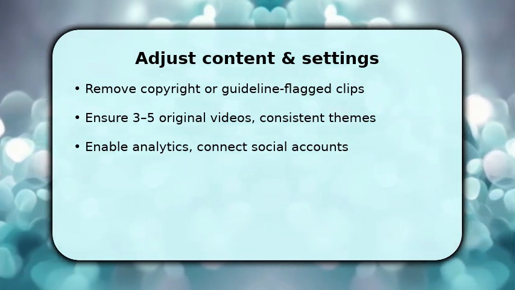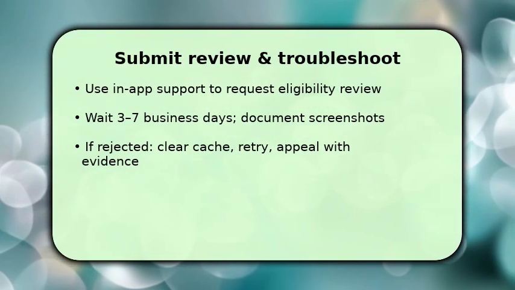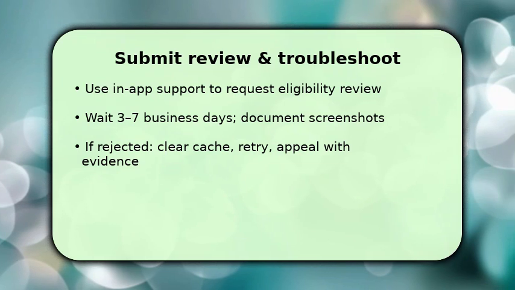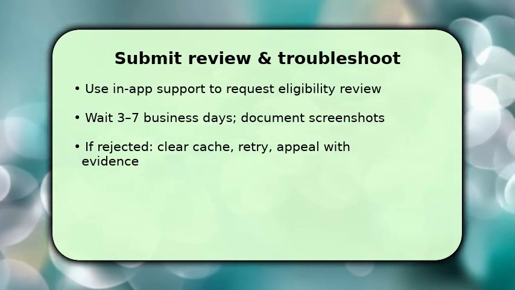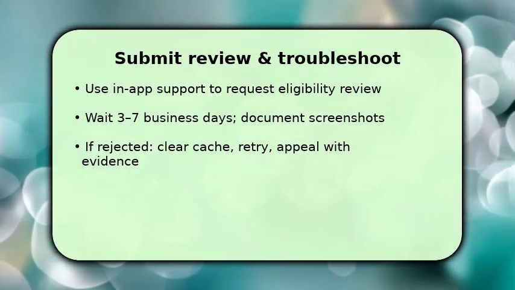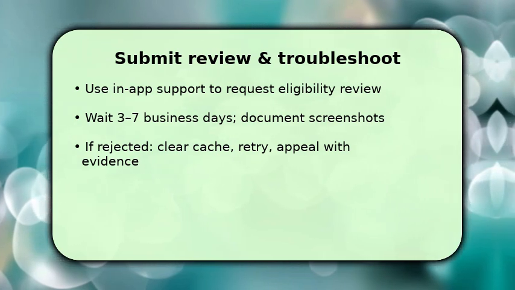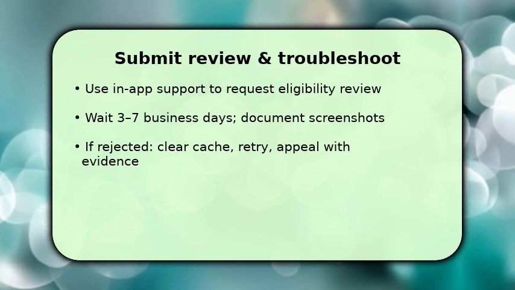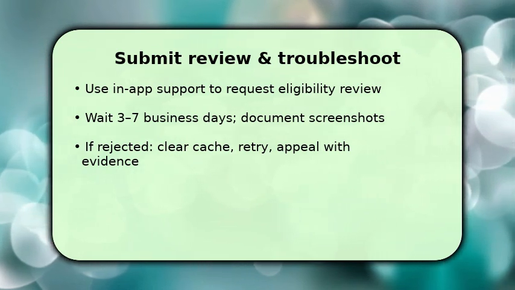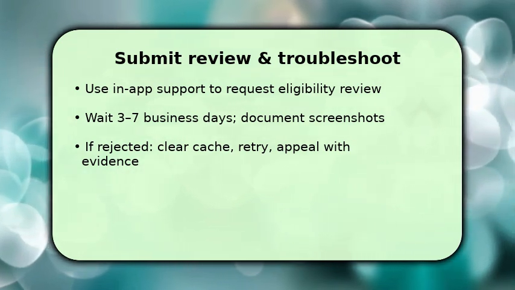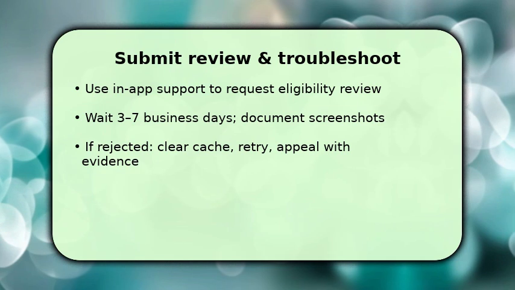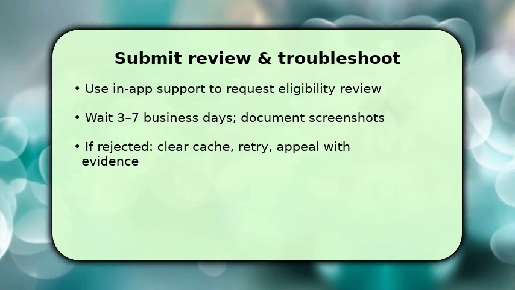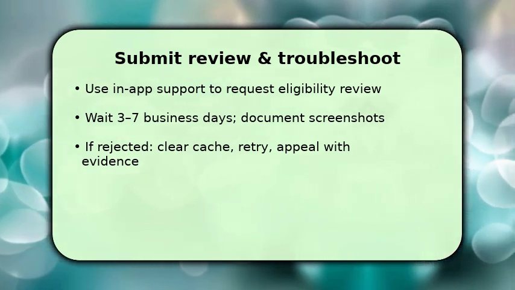Finish by requesting a formal eligibility review through the in-app help center, attaching screenshots of compliance and verification where allowed. This prompts manual checks. Expect 3 to 7 business days for response, and meanwhile keep posting original content and avoid policy breaches. If you receive a rejection, clear the app cache, recheck your linked info, and resubmit with documented proof of identity and content ownership.